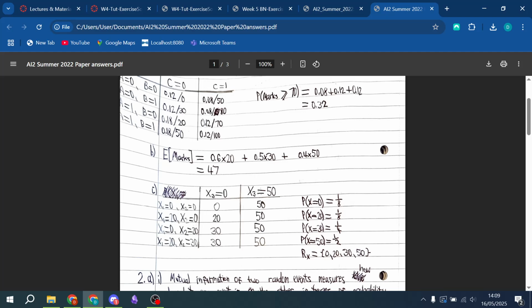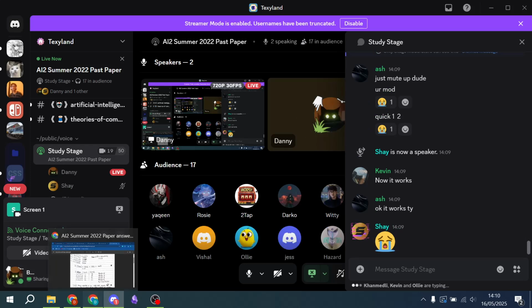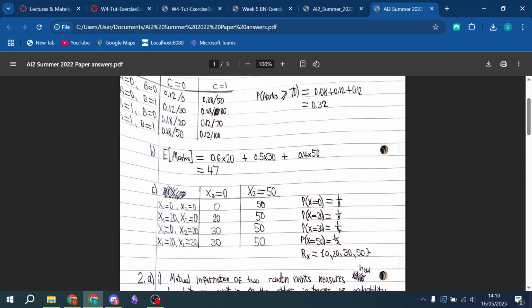I also wrote down this range of all the possible values of x. I don't know if that's part of the probability mass function, if that's what they're looking for. But what do you guys think? Would you have written it differently, or do you think this is what they were looking for?